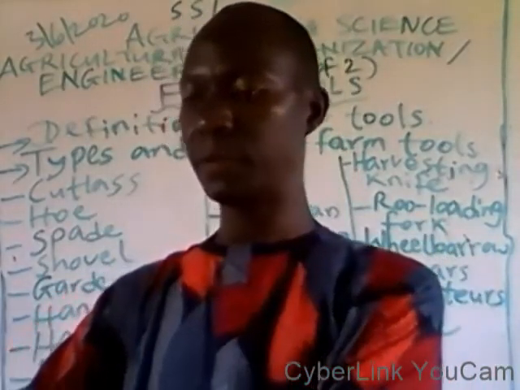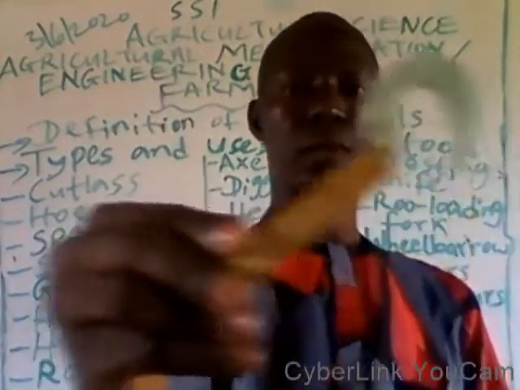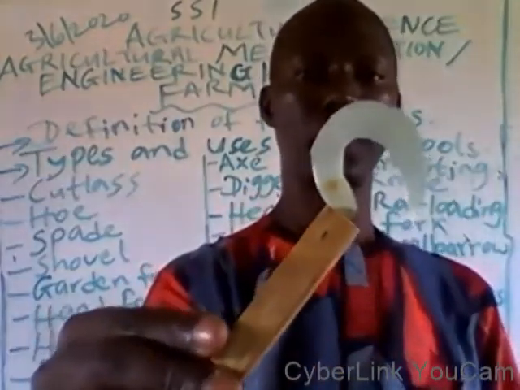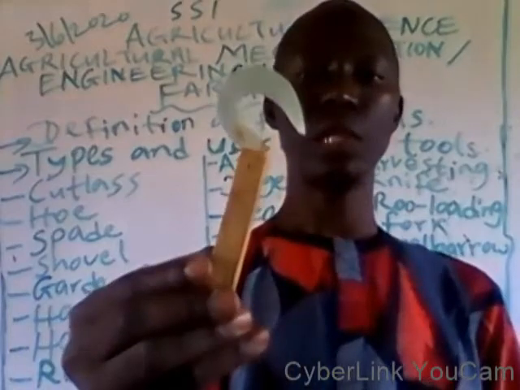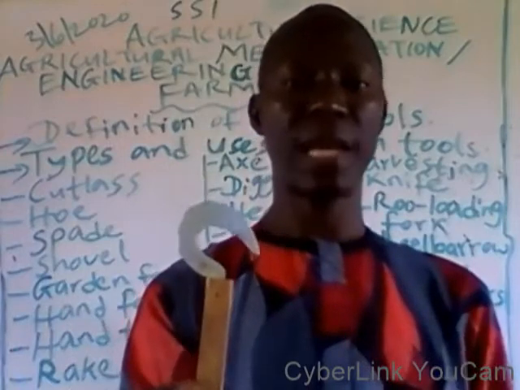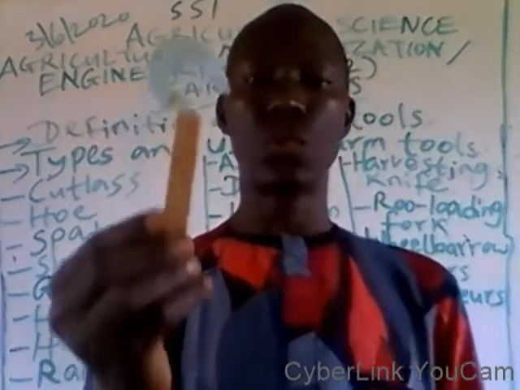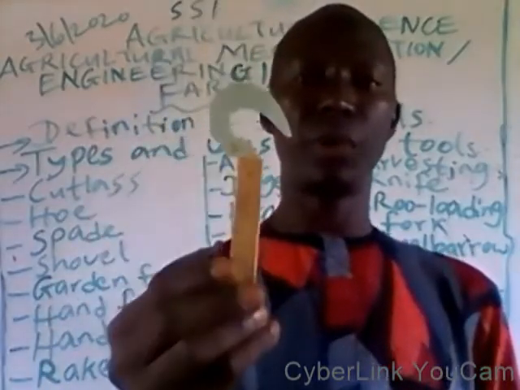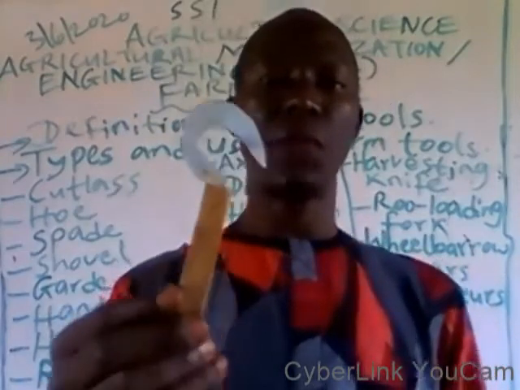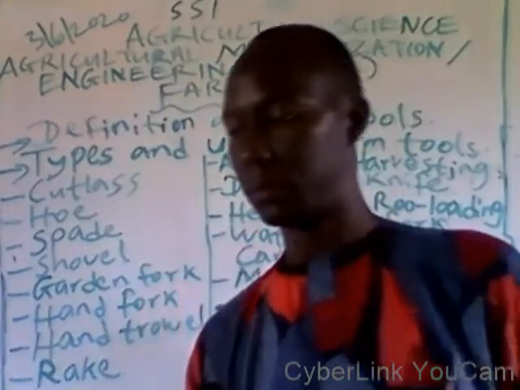We have sickle. This tool is called sickle. I hope you can see the shape very well. This very sickle is used for harvesting of cereal crops such as rice. It can also be used to cut the bud of the tree. You can also use it for light weeding and for cutting grasses for the farm animal.